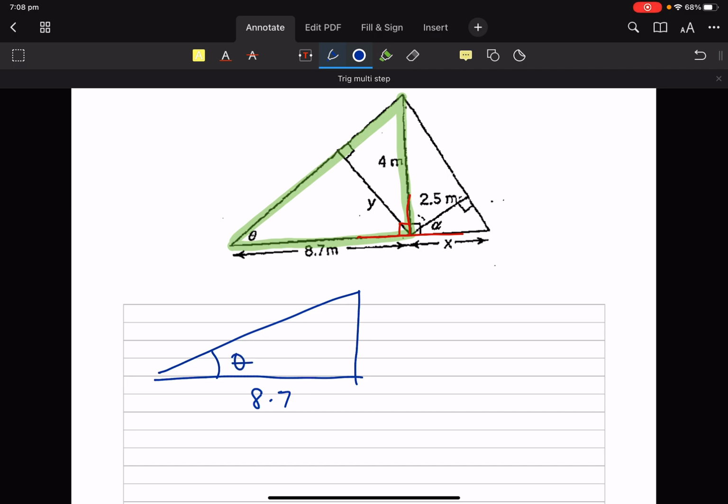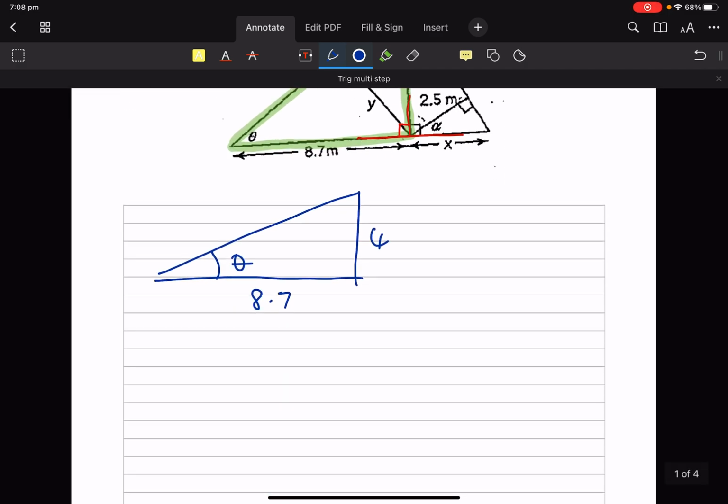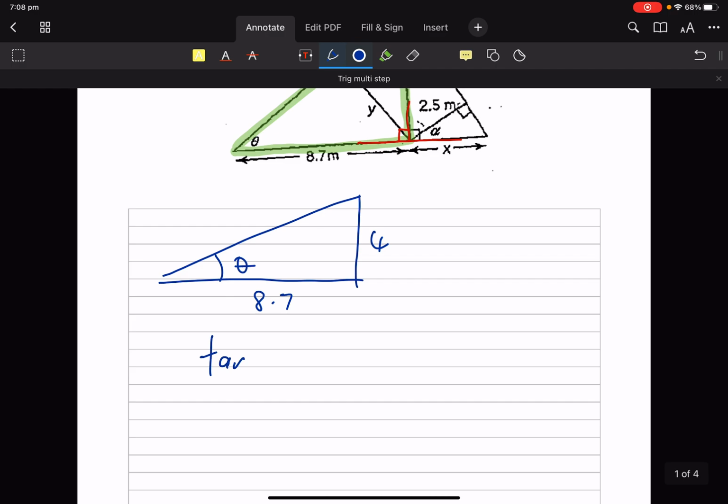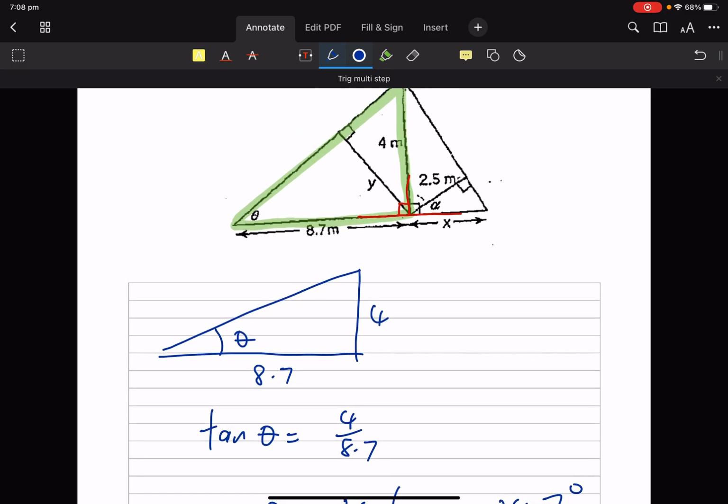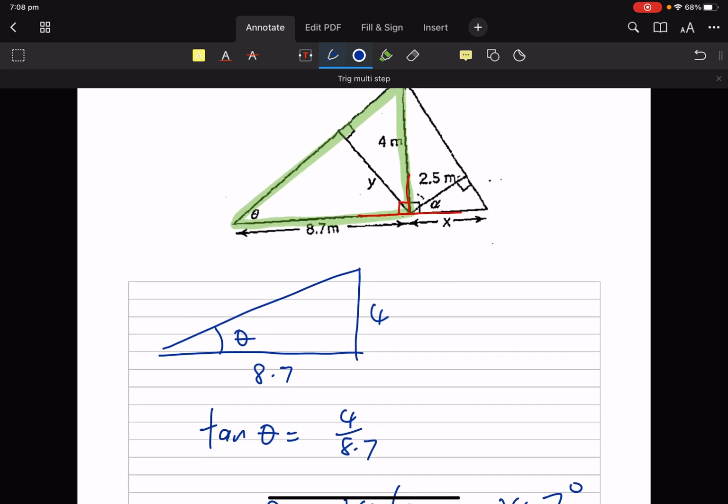There's theta, there's 4, tan theta. Let's arctan. I'm going to bypass that. And I think the answer is 24.7 degrees. So it's just a matter of finding that triangle, but now I've found theta.